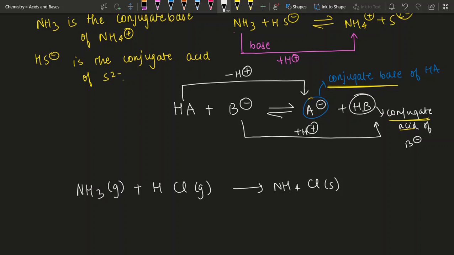And in this case, if you draw the Lewis dot structure of this, so NH3 and HCl, basically this hydrogen here gets donated from HCl to NH3, and it forms NH4 plus and Cl minus, and these combine as an ionic compound to form ammonium chloride. And notice we don't need any solvent here. What we are just saying is that the proton is getting interchanged.